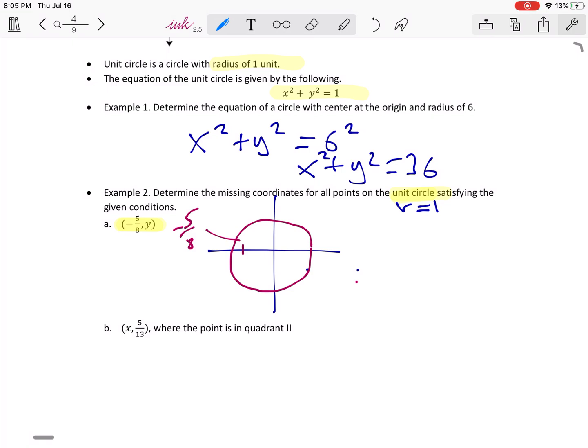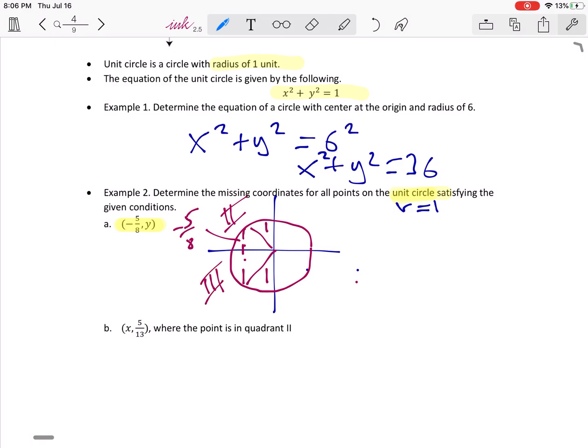And so what you have here is two possibilities, right? Because your y value can either be in the negative part or it can be in the positive part. So what you have here is a triangle, and the radius here is 1. So you have two triangles, one in quadrant number 2 and one in quadrant number 3. So there's two possibilities.